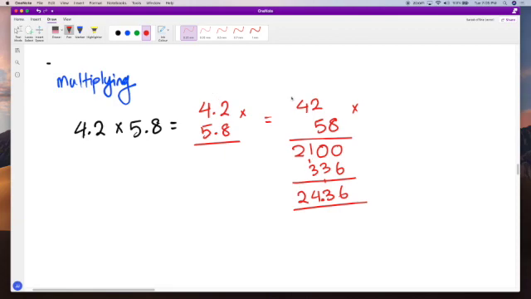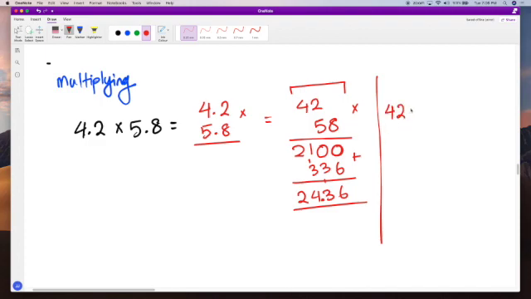But where did this method come from? I don't know, but it really works easier. It is really easier, but where did this method come from? Well, look at what we did. We multiplied 42 by 5, and then we added it to 42 by 8, and in fact, we didn't multiply 42 by 5. We multiplied 42 by 50. So what we actually just did, this long multiplication, actually came from the distributive law.